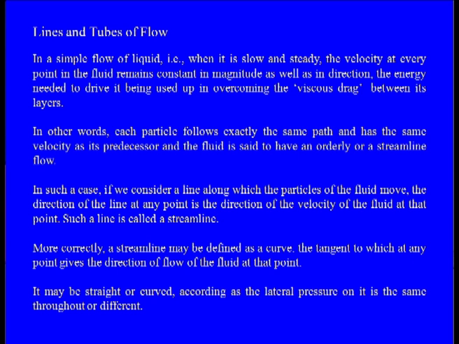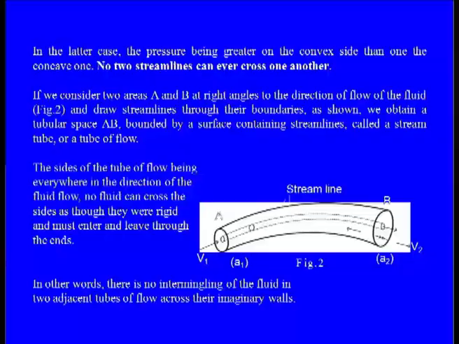It may be straight or curved according as the lateral pressure on it is the same throughout or different. Depending on the lateral pressure, whether it is the same throughout the fluid or different, the shape of this streamline could be straight or curved. In the latter case, when the lateral pressure is different, the pressure being greater on the convex side than on the concave one, no two streamlines can ever cross one another.